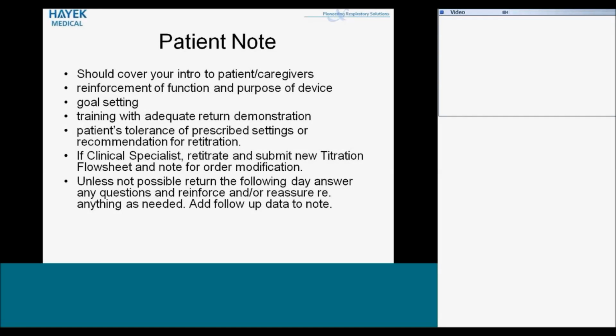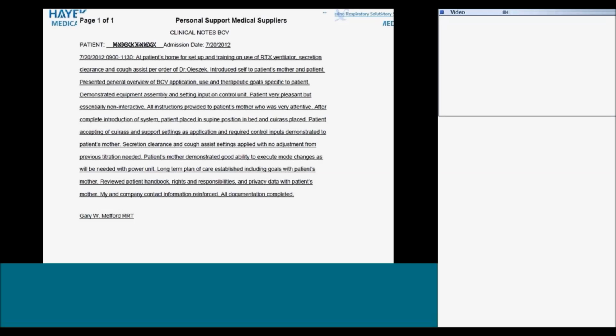Now, if they're a long ways from you and you've had a long travel to get to the patient, sometimes this isn't possible. So give them a call the next day, follow up and reassure them, and make sure and answer any questions, and add that follow-up data to your note that you did go back and see them or that you called them afterward. And here's an example of a note, pretty concise. You can type them out or you can handwrite them. There's a form that has lines on it that's a blank progress note form.